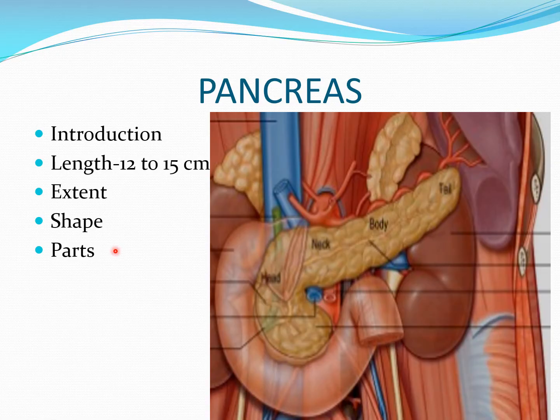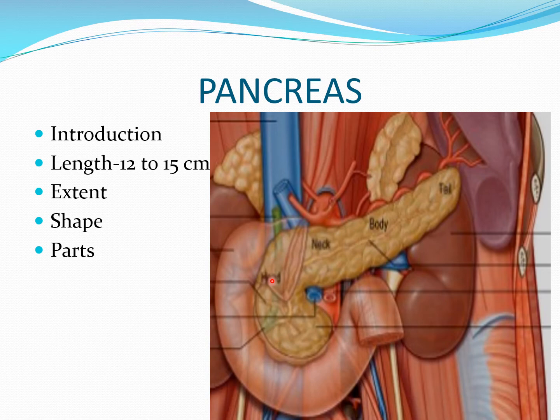You see first in this diagram, the pancreas lies more or less transversely across the posterior abdominal wall at the level of the first and second lumbar vertebra. The total length of the pancreas is 12 to 15 centimeters. It is divided into a head, neck, body and tail.